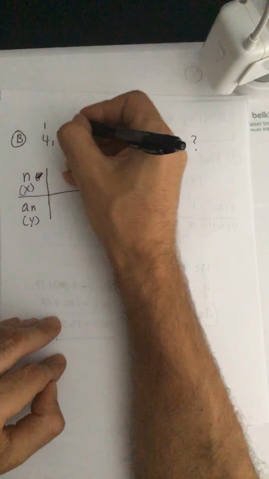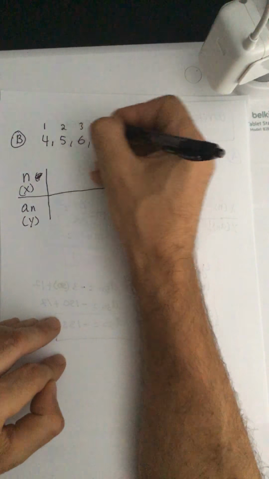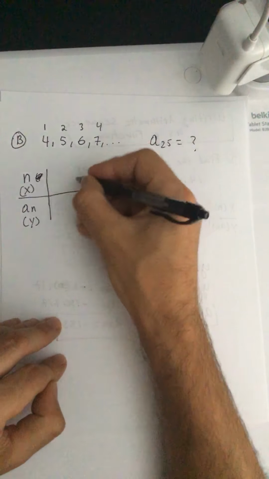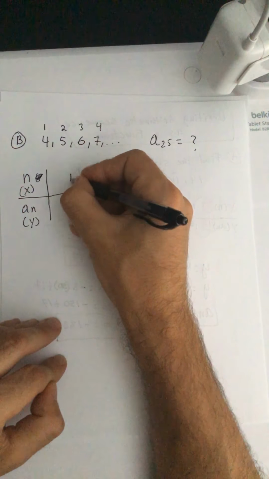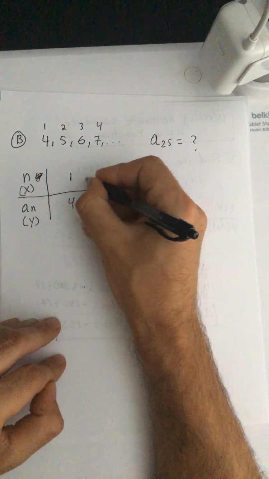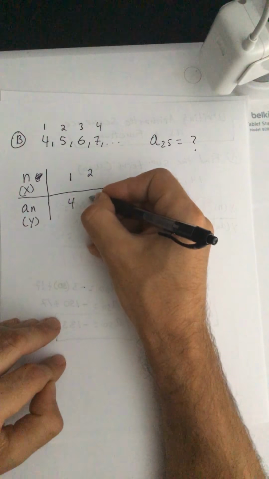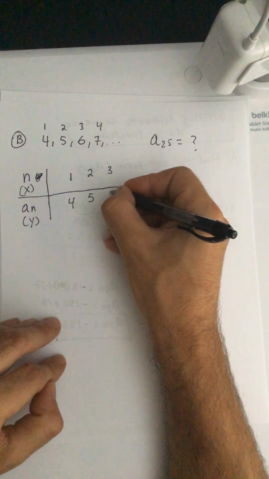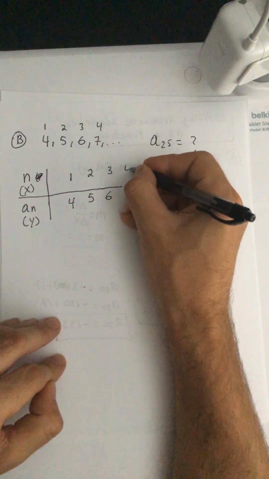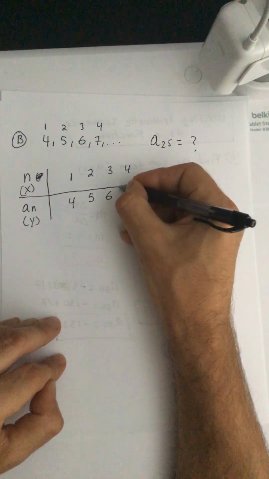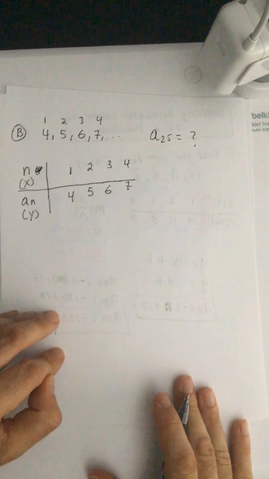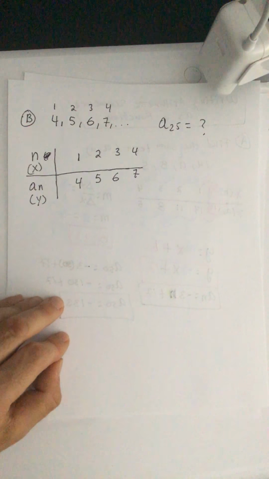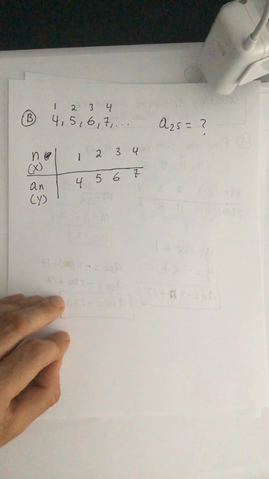Remember, this is my first number, second number, third number, fourth number, and so on. So first number is 4. Second number here, the term is 5. The third one, the term is 6. And the fourth one, the term is 7. Okay, simple as that. Let's figure out what's going on.